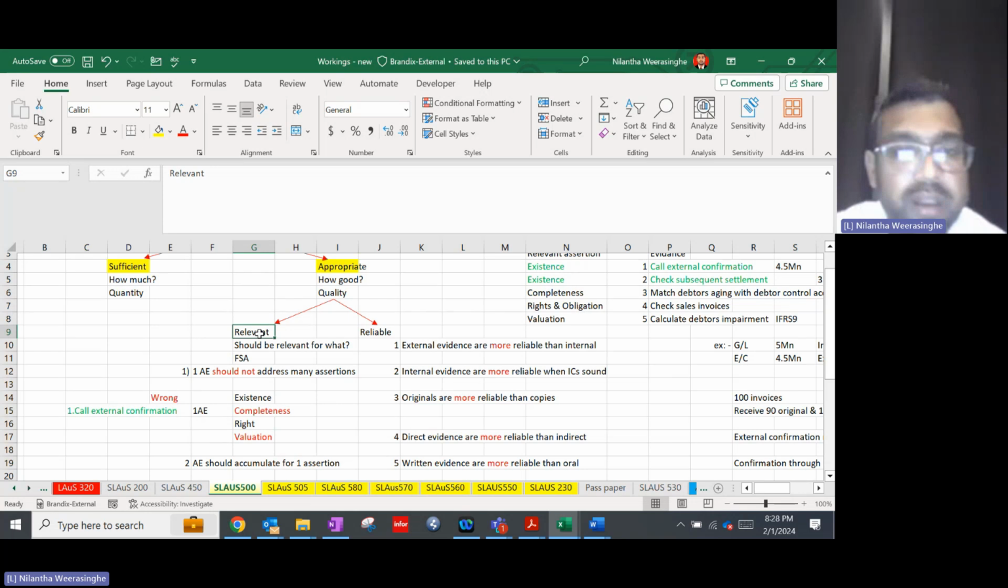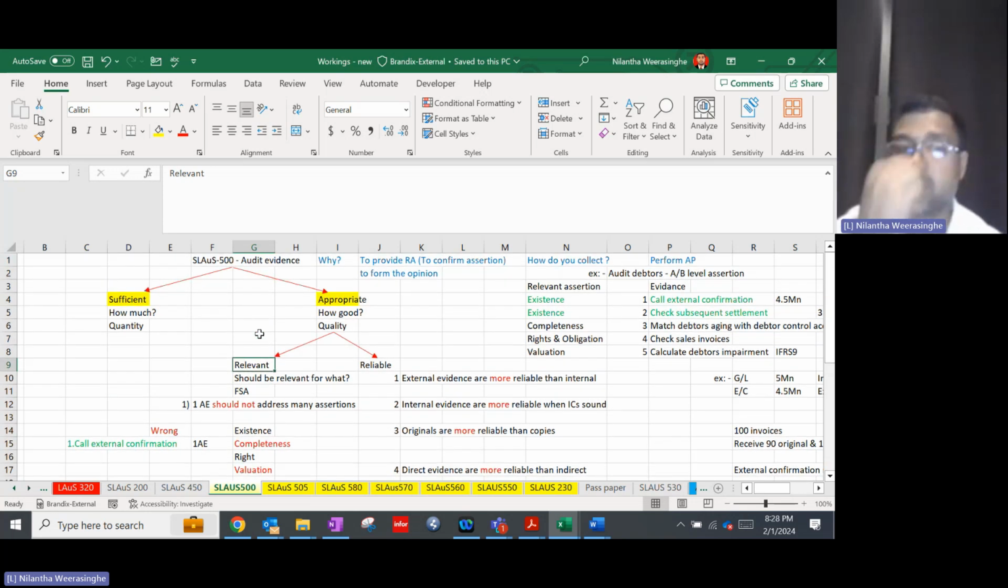Then relevance. That is also important. I think this is the first time you're learning this. I don't know whether your lecturer has explained this properly, but remember this. Relevant means, let's say when you're auditing inventory, a famous audit procedure you perform is physical inventory count, physical inventory verification. That is a famous audit procedure you are performing, right?